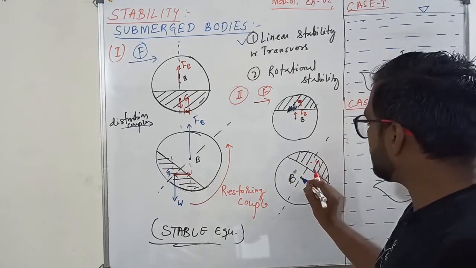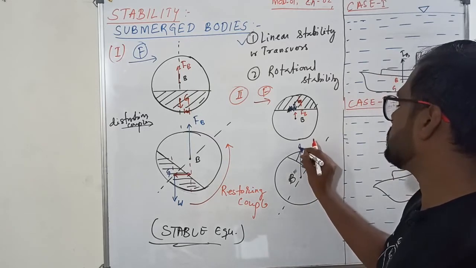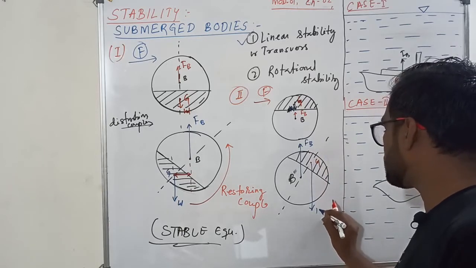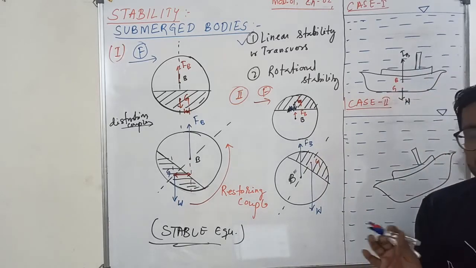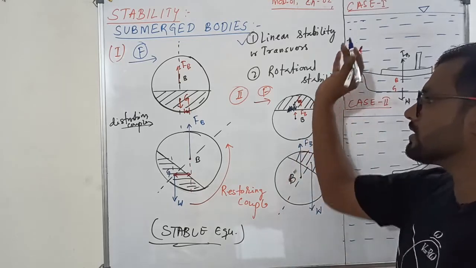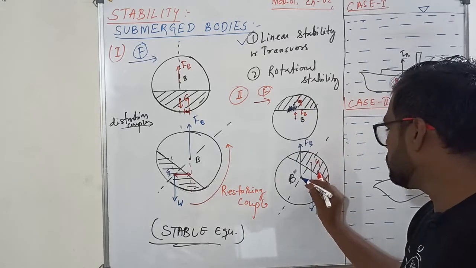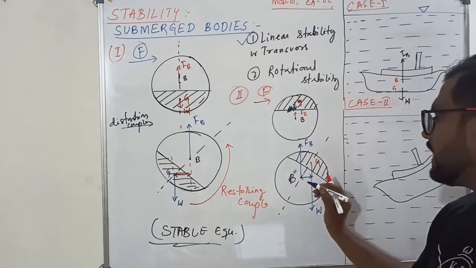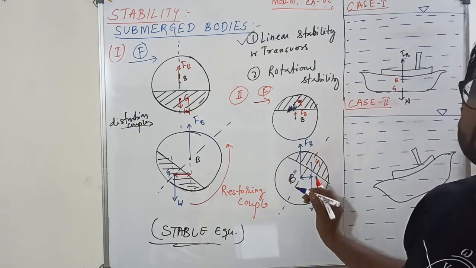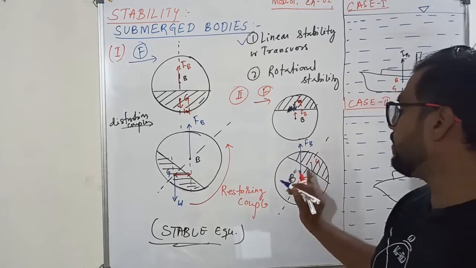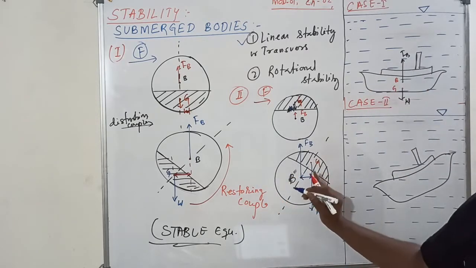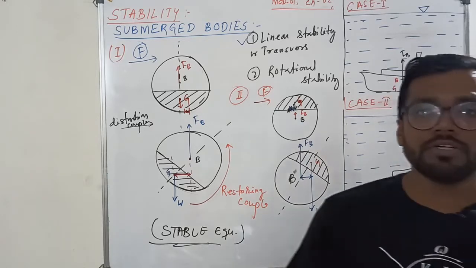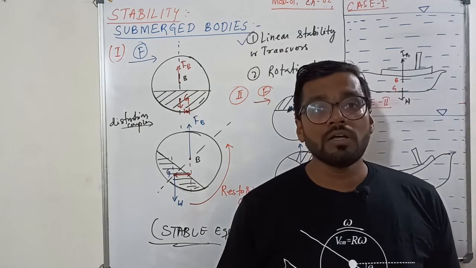How are the forces acting? The buoyancy force always acts vertically upward, and the weight always acts vertically downward. After the disturbance, they are not on the same line of action anymore, so you have a perpendicular distance between them. Again, these are two parallel forces separated by some distance. So what will it form? It will form a couple.